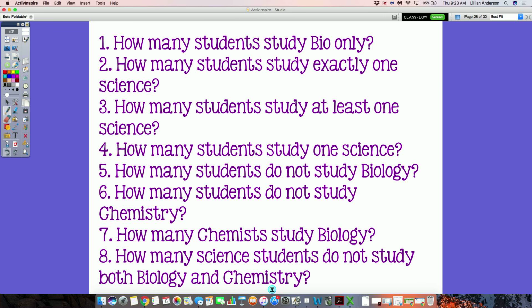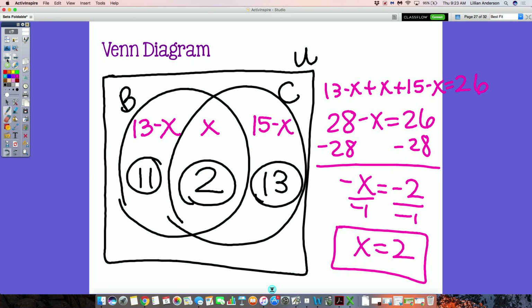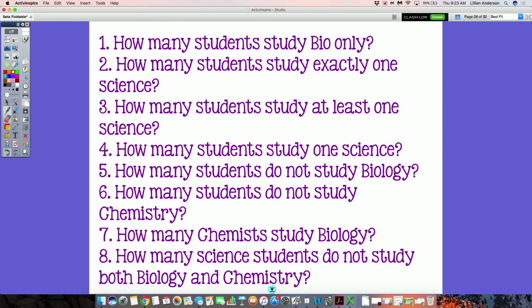Yes, because there's only 11 kids in this particular region who studied just biology. Next question. How many students studied exactly 1 science? Twenty-four. Where's 24 coming from? One person raise their hand and tell me. Haley. Combine the sciences. Which numbers did you add together?